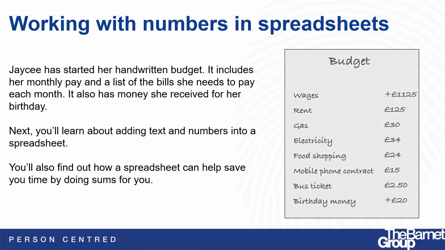Working with numbers in spreadsheets. JC has started her handwritten budget. It includes her monthly pay and a list of the bills she needs to pay each month. It also has money she received for her birthday. Next, you'll learn about adding text and numbers into a spreadsheet. You'll also find out how a spreadsheet can help save you time by doing sums for you.